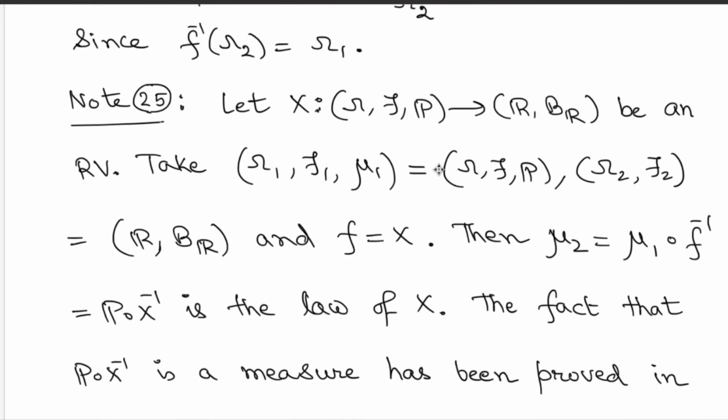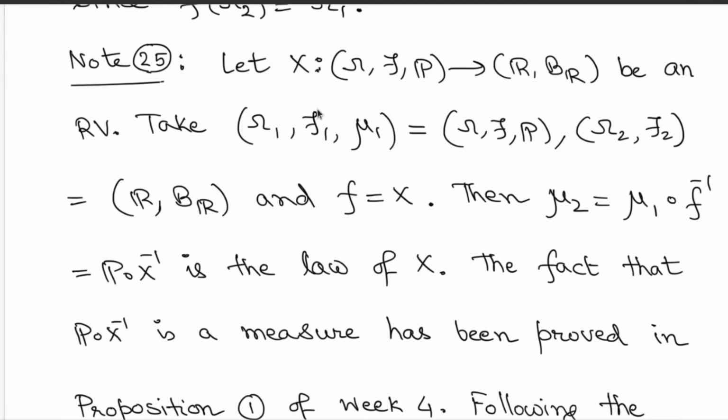Now let's focus our attention on the case of random variables. For random variables, on the domain side we are given a probability space, and on the range side we are given this familiar measurable space, which is the real line together with the Borel sigma field. Now consider the previous case, the general case as given in that theorem.